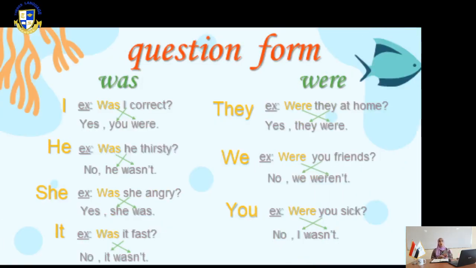So now we are introduced to the affirmative form and the negative form of the past simple tense of the verb to be. Now we're going to understand the question form. How to make a question form using verb to be in the past simple tense. We said that am and is changed to was in the past, and are changed to were in the past.